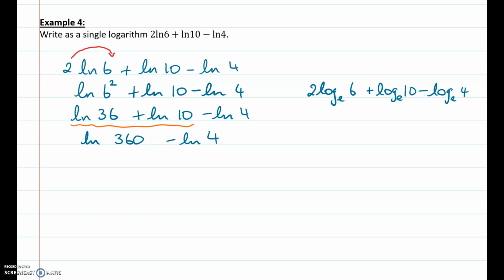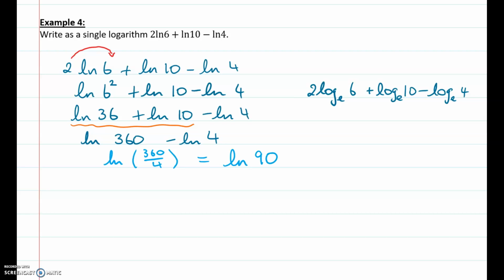Minus the log of 4. We still have that minus the log of 4. So this is the last part that we're going to do, and that's going to give us the log of 360 over 4, which is equal to the natural log of 90.